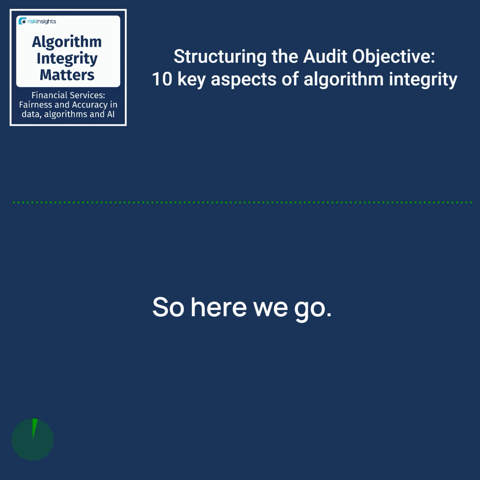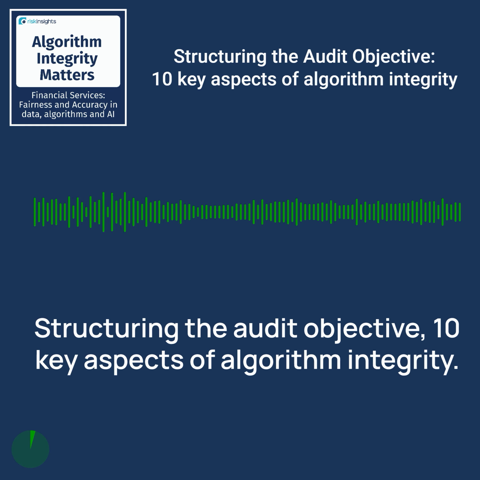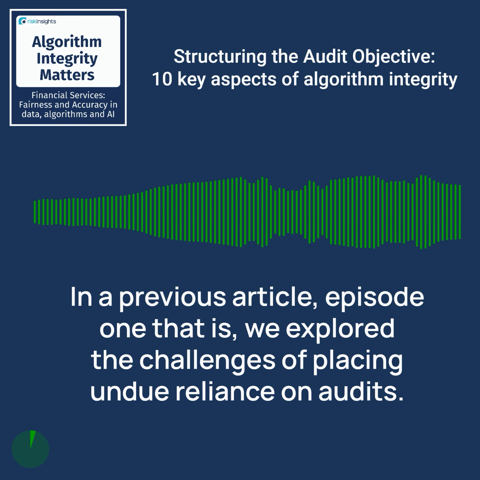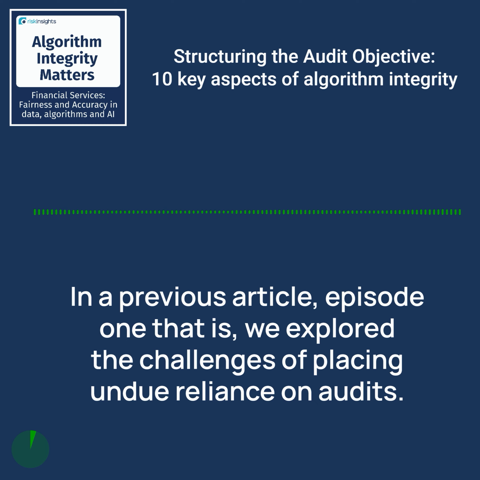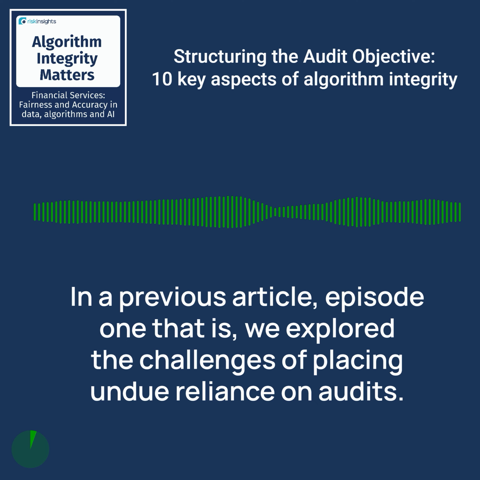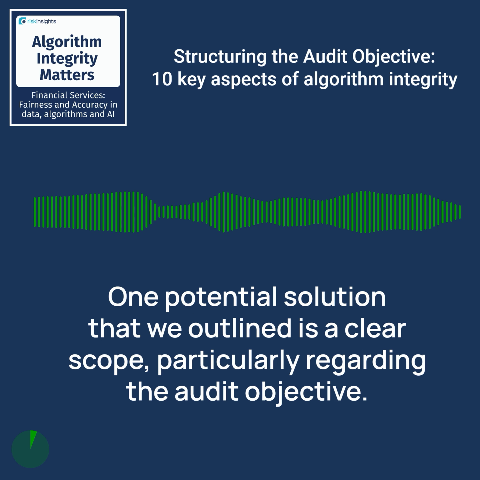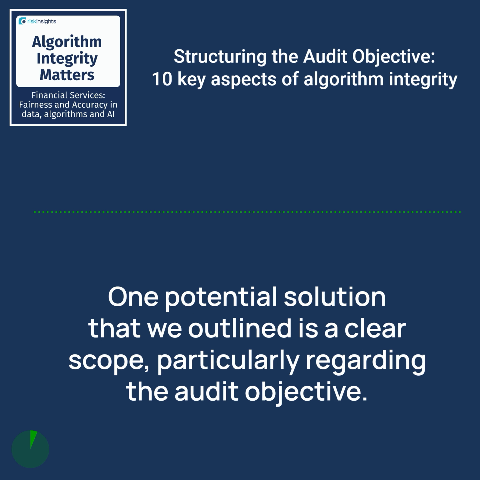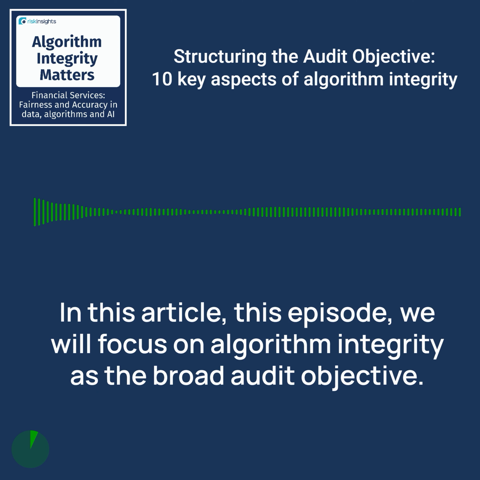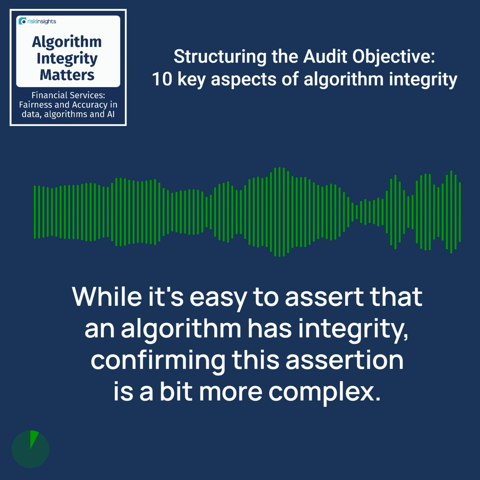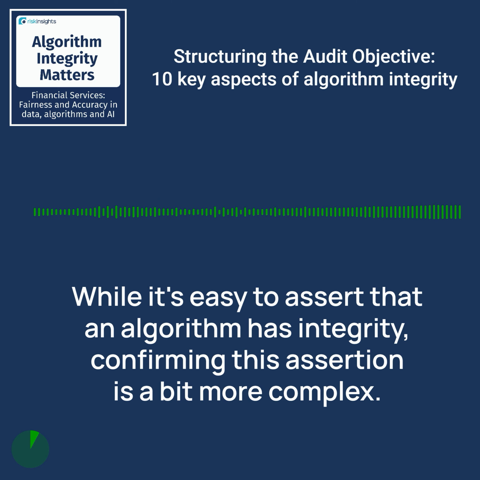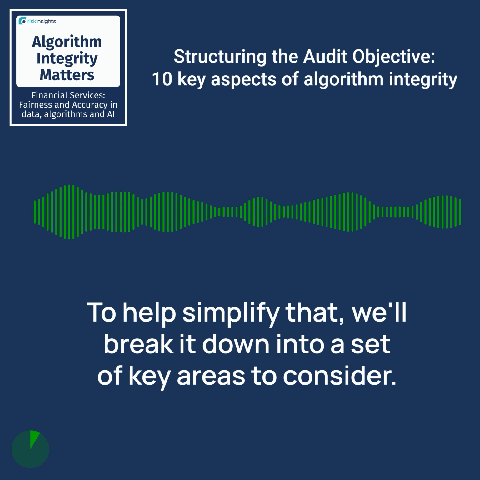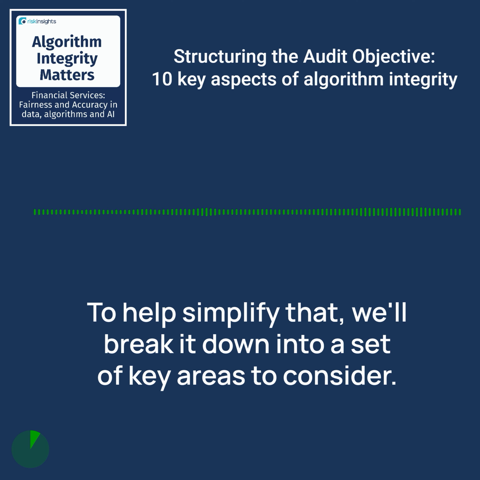So here we go. Structuring the audit objective, 10 key aspects of algorithm integrity. In a previous article, episode 1 that is, we explored the challenges of placing undue reliance on audits. One potential solution that we outlined is a clear scope, particularly regarding the audit objective. In this article, this episode, we will focus on algorithm integrity as the broad audit objective. While it's easy to assert that an algorithm has integrity, confirming this assertion is a bit more complex. To help simplify that, we'll break it down into a set of key areas to consider.